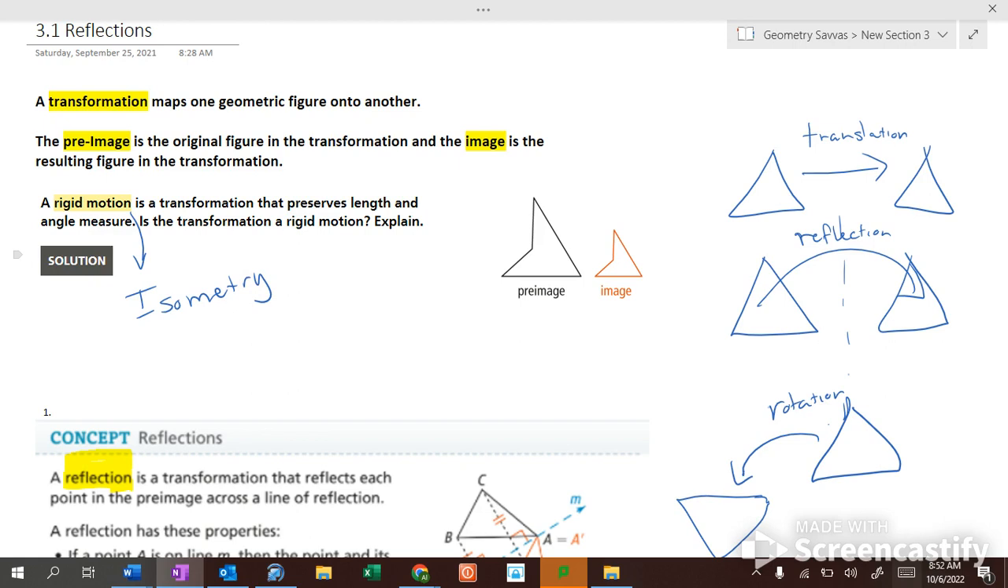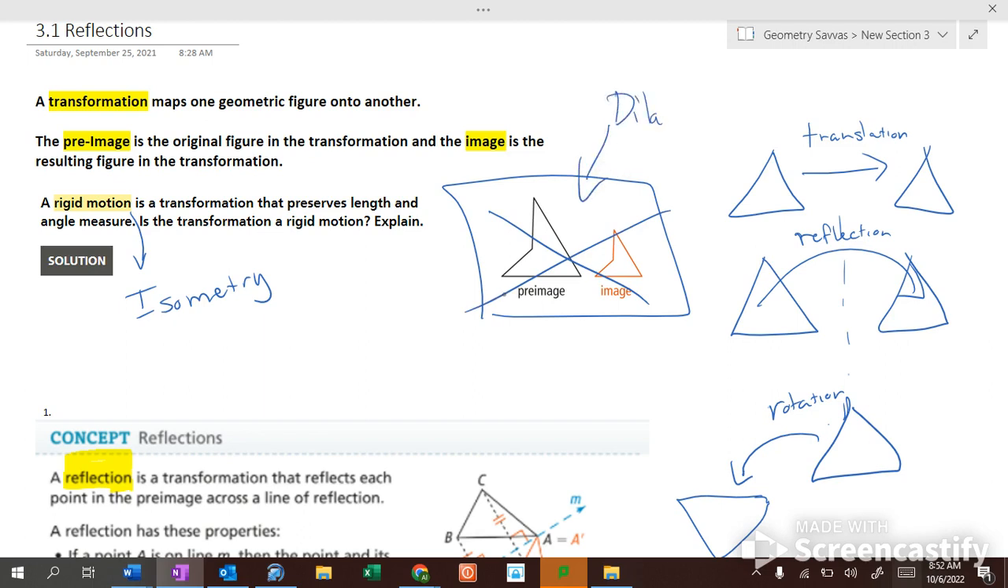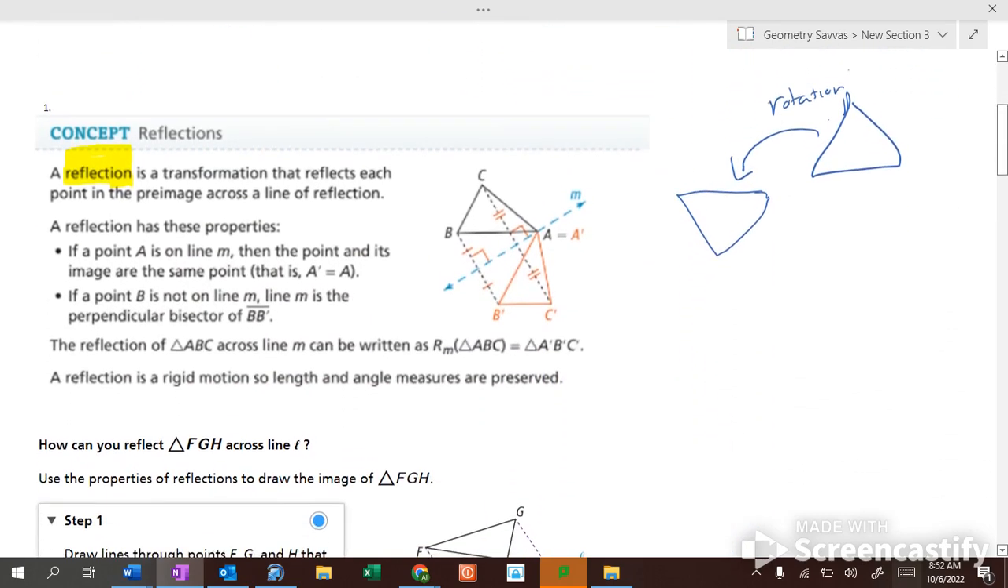Congruent figures. Now, does this look like a rigid motion? Do they look like congruent figures? Same size, same shape? No. They're the same shape, but not the same size. So that is not a rigid motion. This thing is called a dilation, which we'll talk about in a different chapter, when we're doing similar figures.